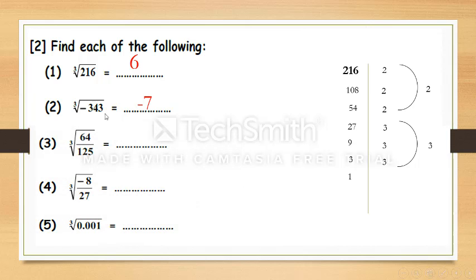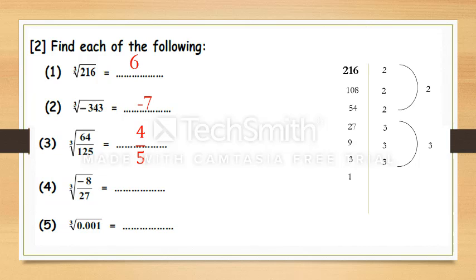Number 3, the cube root of 64 over 125. We get the cube root of 64 to become 4, and the cube root of 125 to become 5. So the final result is 4 over 5.